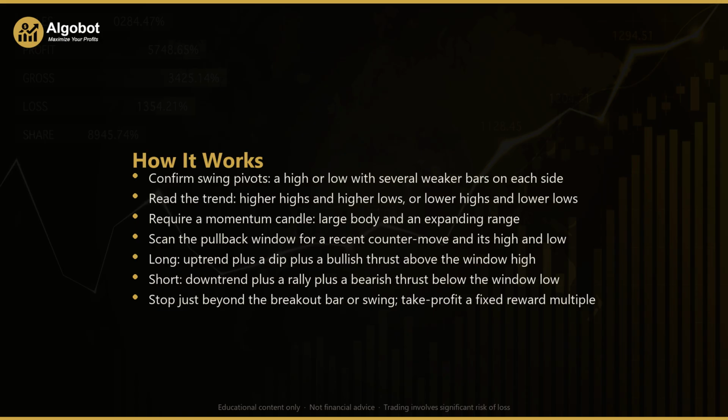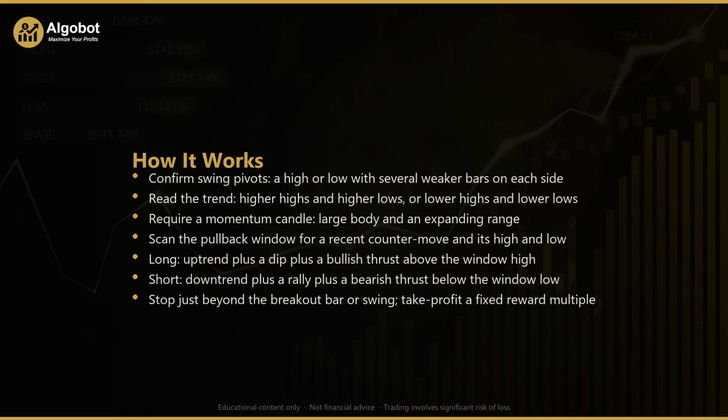Once it has the two most recent swing highs and the two most recent swing lows, the strategy reads the trend. If the latest swing high is above the previous swing high and the latest swing low is above the previous swing low, it sees an uptrend. If both are lower than before, it sees a downtrend. If neither pattern is clean, the strategy simply waits and does nothing.